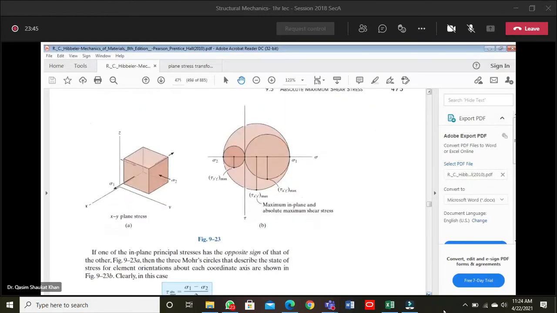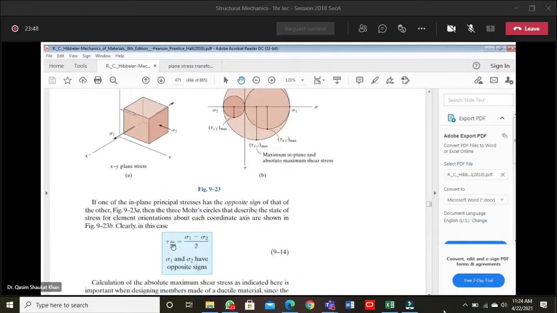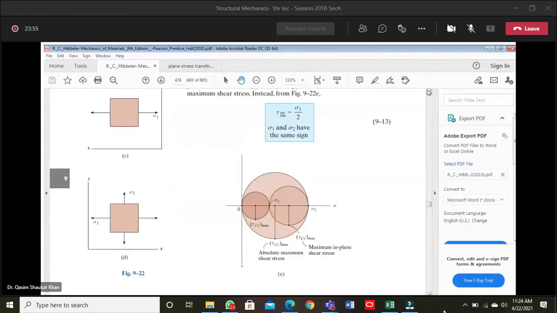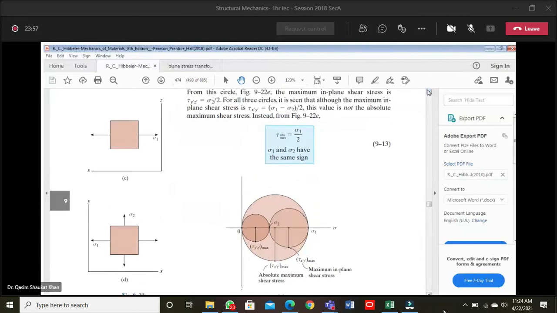And you can see this is the absolute maximum shear stress value. Sorry, after first case. Absolute maximum shear stress is coming as sigma 1 over 2, and maximum in-plane shear stress will be sigma 1 minus sigma 2 over 2. So this was the first scenario. In the first scenario, both your principal stresses sigma 1 and sigma 2 were positive. Now comes the second scenario.